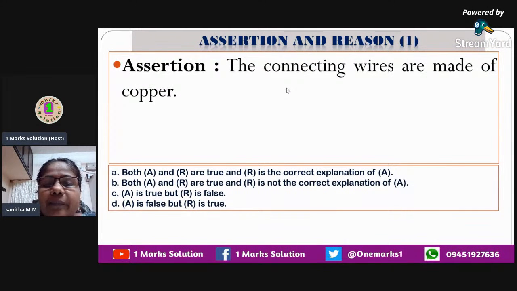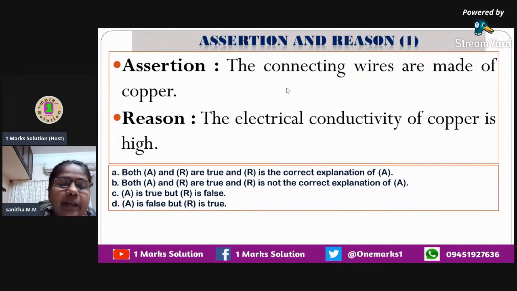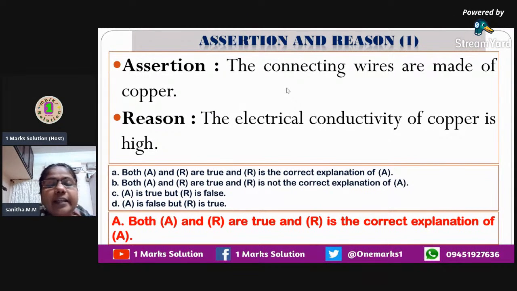So the first one, the connecting wires are made up of copper. All of you know that, isn't it? If you're taking in your house or any building, you can see that the connecting wires are made up of copper. Why is it like that? First of all, we can say it will conduct, isn't it? So here we will see what is the reason given. Electric conductivity of copper is high. So what will be the answer? No doubt, assertion and reason are true. And the reason is the correct explanation of A.